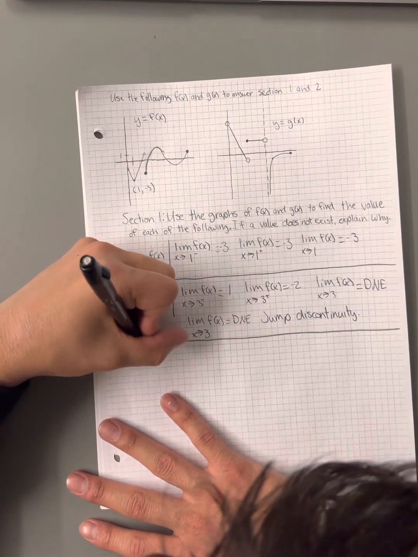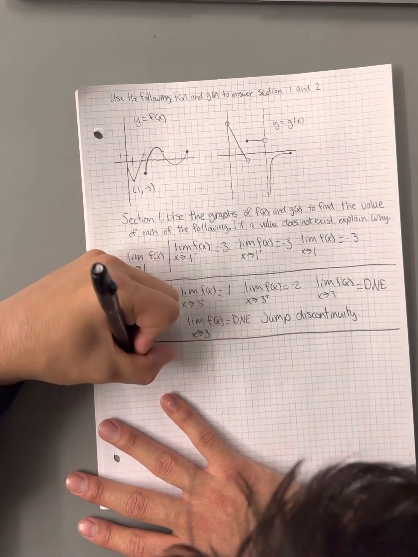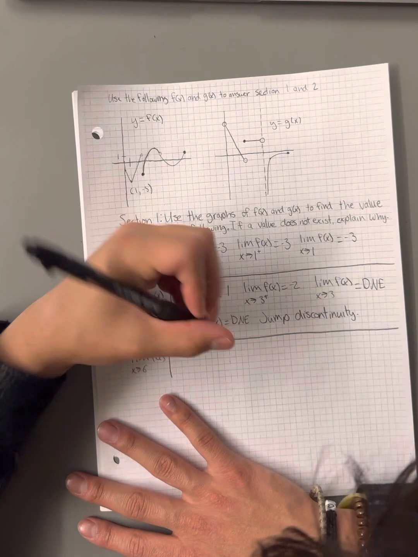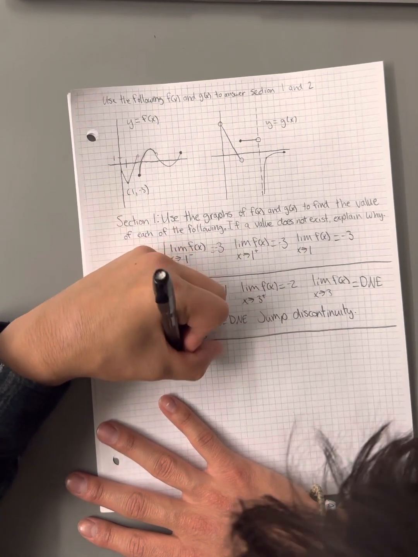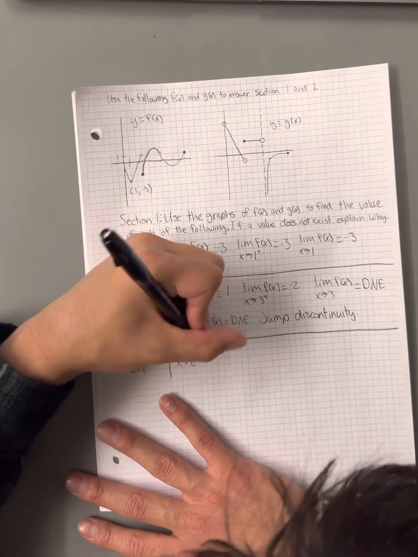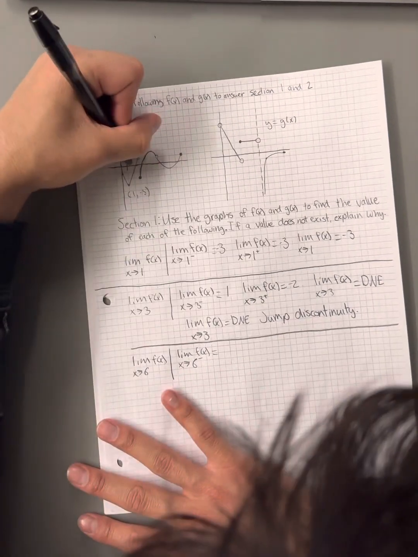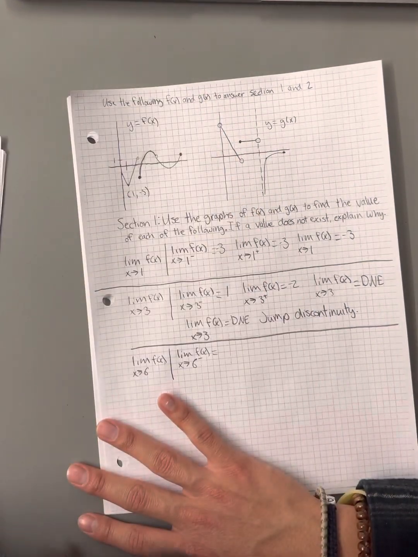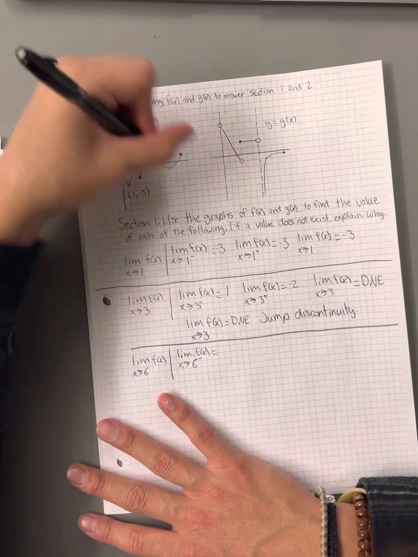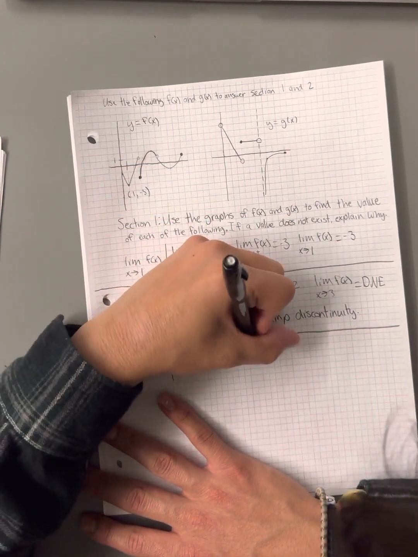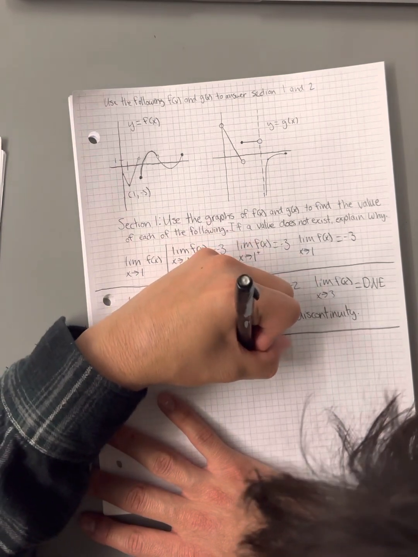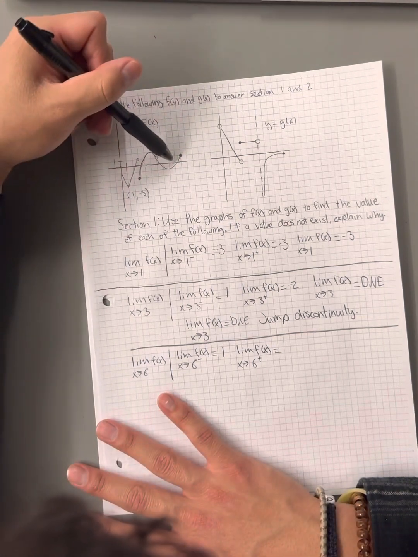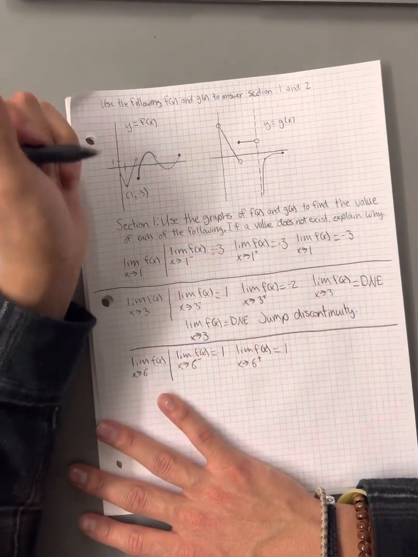So let's look at the next one. We have the limit of f of x as x approaches 6. We're going to look at it from the left first. And look at that. As you can see, it is approaching 1 from the left. Let's look at it from the right. From the right, it is approaching 1 as well.